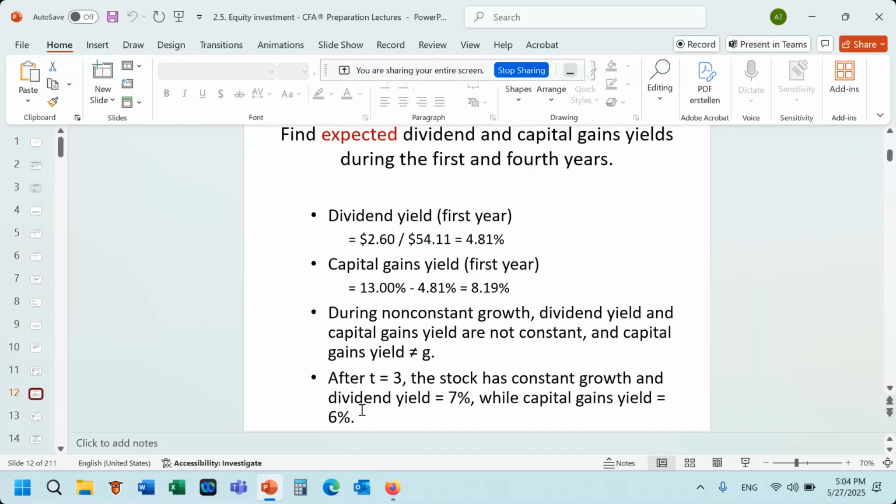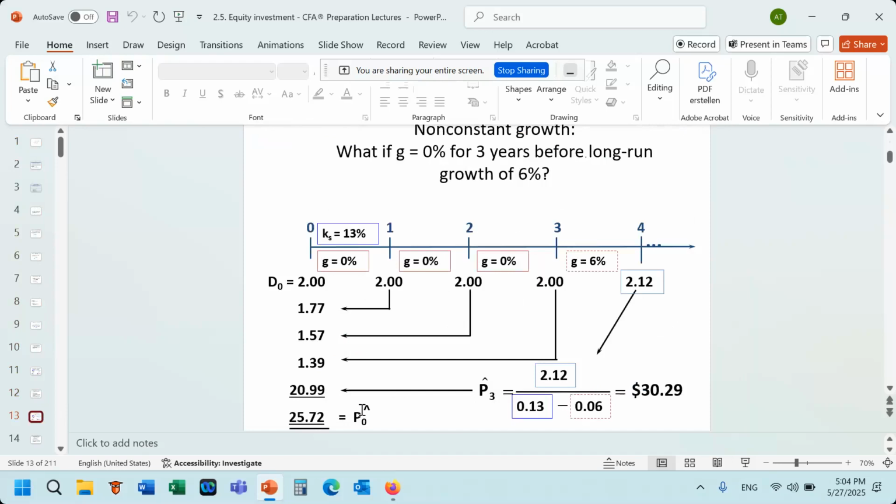All right, let's go to the next problem. And the next problem says the growth is 0 for a few years, and then we go to a constant growth rate. So it's very familiar to us.